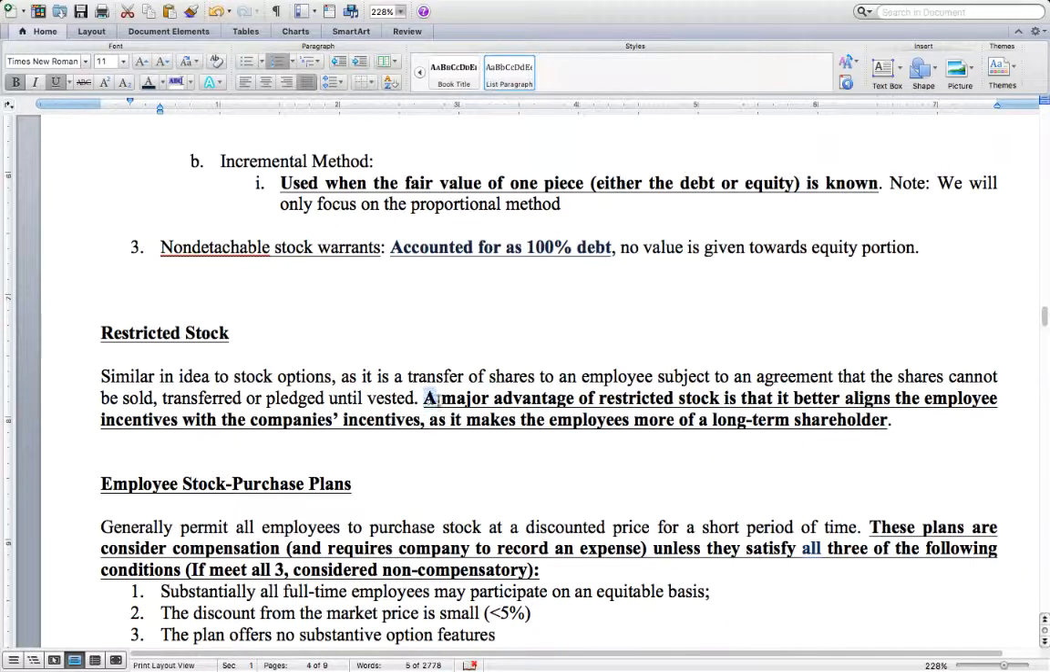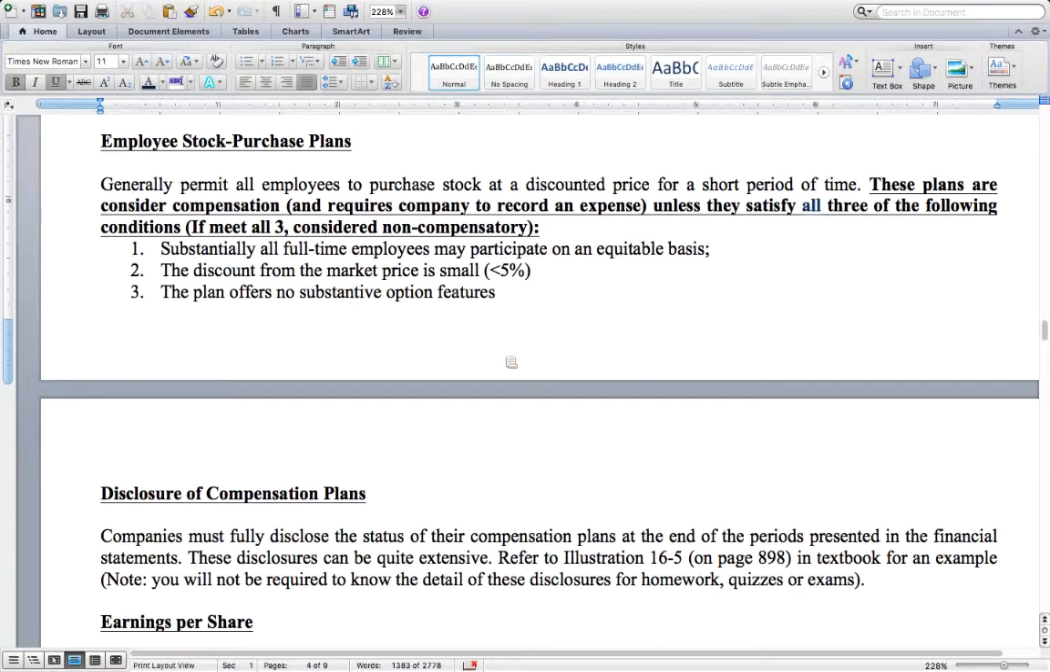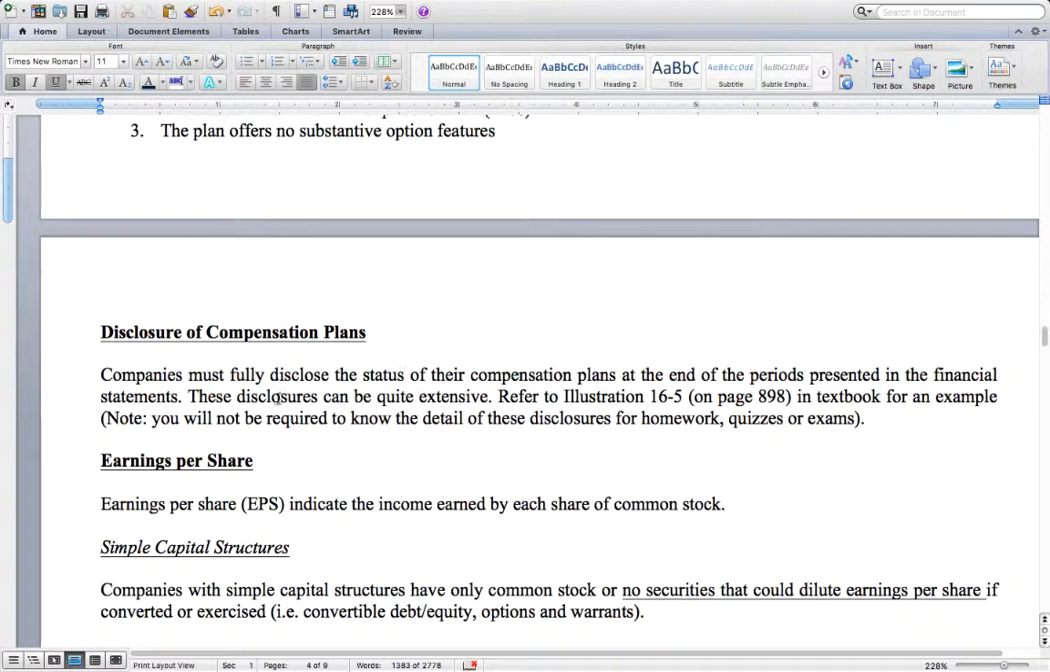And remember the understanding of what the major advantages are of restricted stock between a company and its employees. That is all for today. As I said, the next one, maybe two additional lectures will be covering earnings per share. If you have any questions on this material, please let me know.